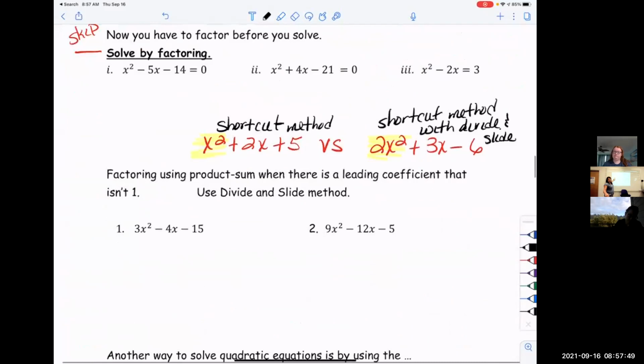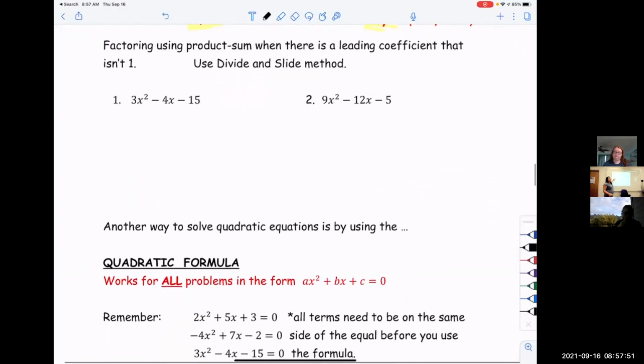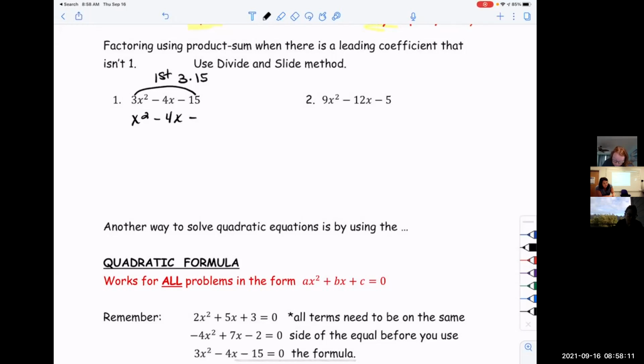So now that it's got a number in front of it, we want to move that number. So we're going to take this 3 and we're going to move it down here with a 15. My very first step is going to be 3 times 15, negative 15, but I'm going to rewrite it. So I'm going to say x squared minus 4x minus 45. I just did 3 times 15, moved it over here.